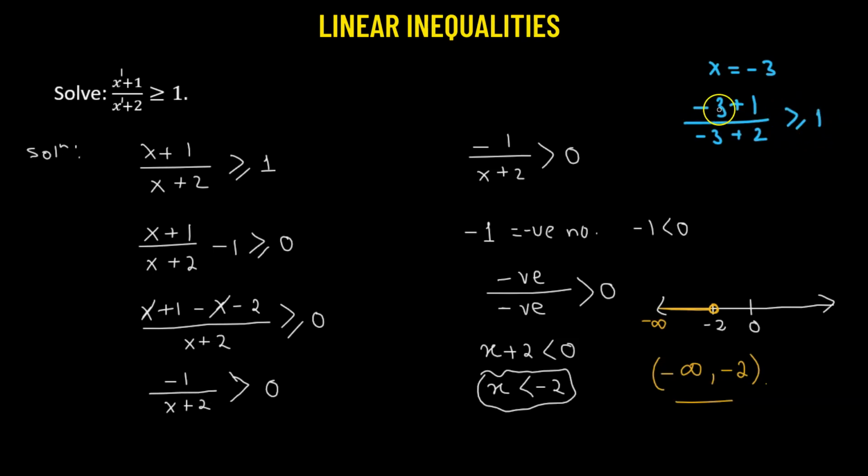Let's see. So negative 3 plus 1, which is negative 2, divided by negative 3 plus 2, so that's going to be negative 1. Now we have negative 2 divided by negative 1, so that's positive 2. So we are getting a condition that 2 is greater than 1, which we know is true. So that means x equals negative 3 is a part of the solution.